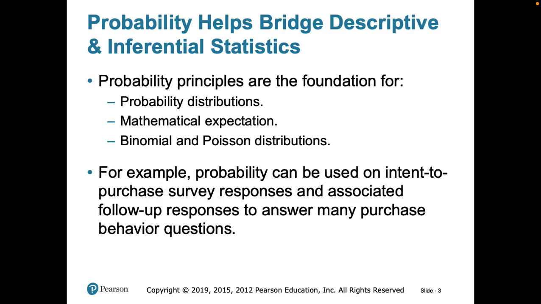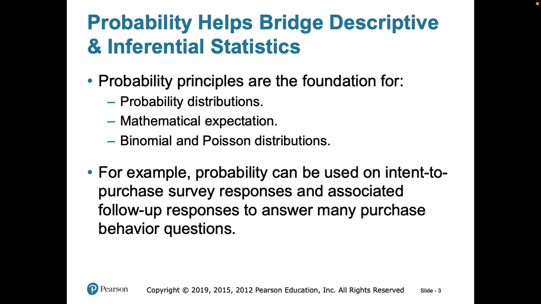Okay, so what is probability? When we're talking about probability, what are we talking about? Basically, it's the numerical value that expresses the ratio. So probability is the ratio between all possible values and the values that will occur. You're going to find out that probability is the foundation for distributions, mathematical expectations, binomial and Poisson distributions, which we will discuss later in statistics.